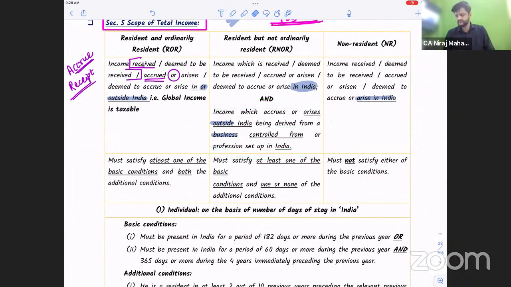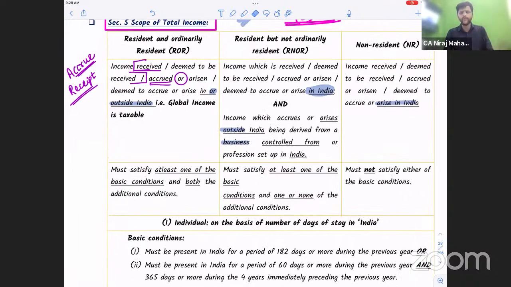Ready? Yes, sir. Now, how do you become ROR, RNOR, and NR? Right now we are discussing which type of assessee, which type of person: the individual. Now, an individual may be in India or may not be in India. That depends on his number of days stay in India. It is a natural person, not an artificial person. The MOA doesn't travel, the partnership deed doesn't travel, but a natural person can definitely travel. So for a natural person, it depends on the number of days stay in India.